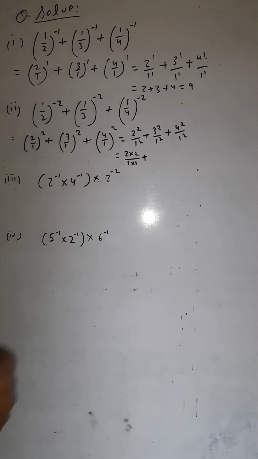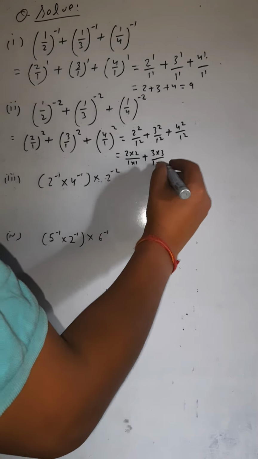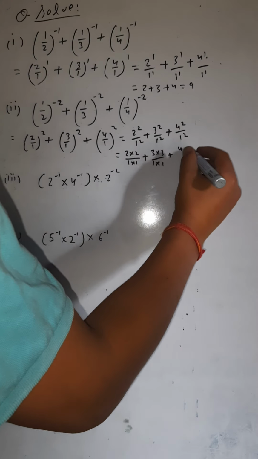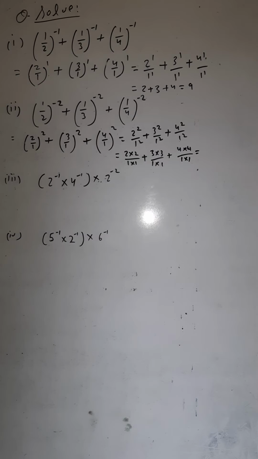Similarly, 3^2 implies you have to multiply this 3 two times. Similarly, downside 1 two times. Here also 4 you have to multiply two times, and here also 1 two times. So the answer would be how much?